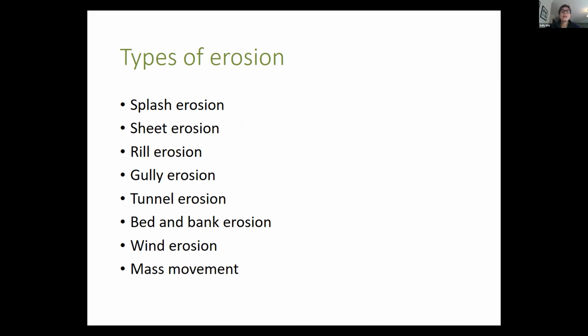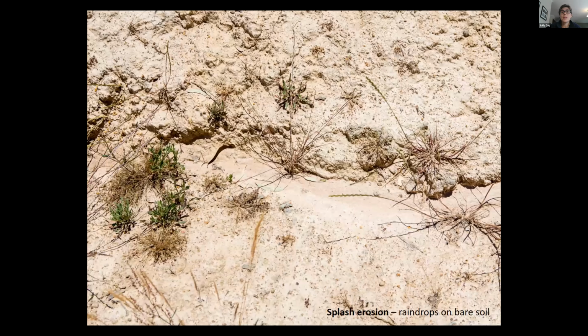All right, so I've sort of broken these down. There's actually quite a lot of different types of erosion, and they all contribute to different physical features at a site. So we've got splash erosion, sheet erosion, rill erosion, gully erosion, tunnel erosion, bed and bank erosion, wind erosion, and mass movement. Sometimes we'll have one site that will encapsulate all different sorts of these. I'm just going to show you some brief photos to explain each of those types of erosion and how they may impact on sites at your property.